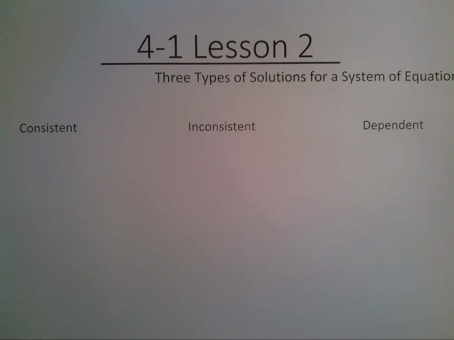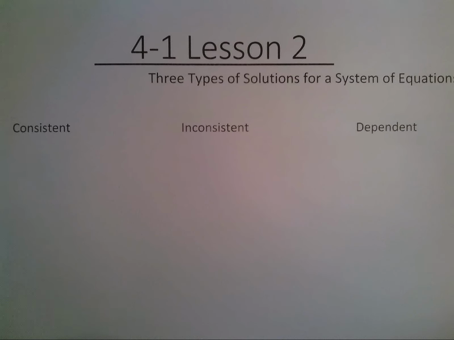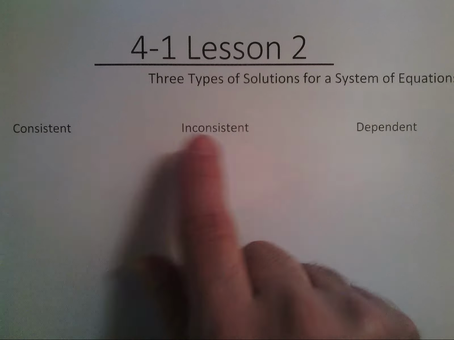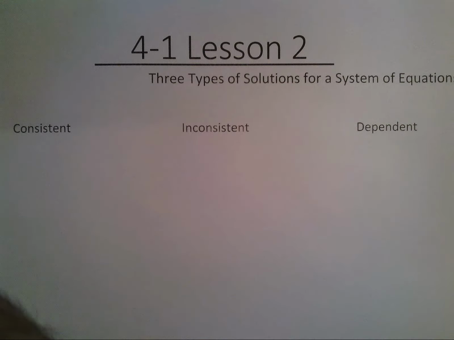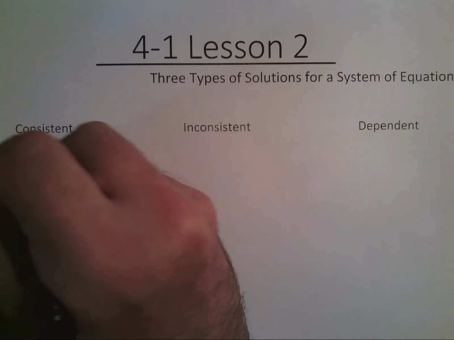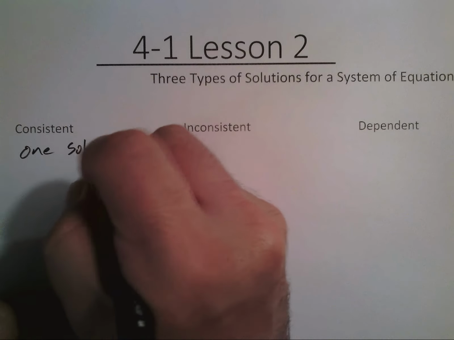Alright, so this is 4.1 Lesson 2, the three types of solutions for a system of equations. Now, let's get the vocabulary done first. There is consistent system, inconsistent system, and a dependent system. A consistent system is going to have one solution.